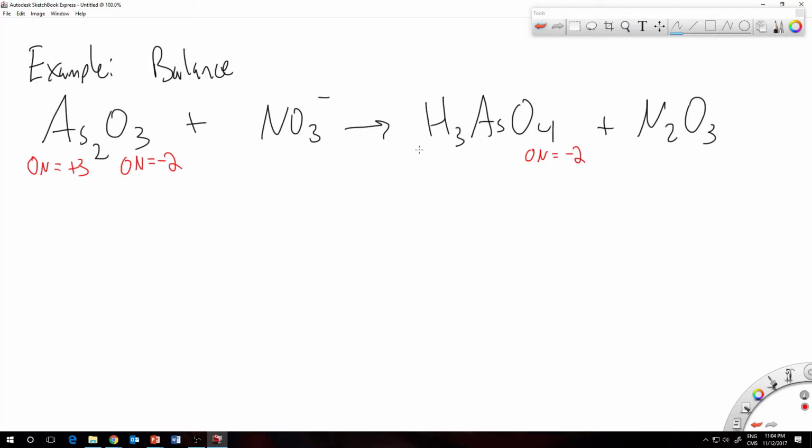But we've got hydrogens now. So the oxidation number of this will be plus 1. Which means the As, the astatine, has an oxidation number of, let's see, this is minus 8 plus 3, so this will be plus 5.